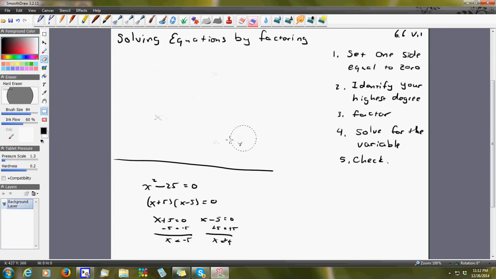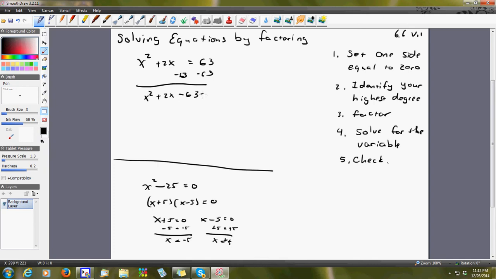You can do two more maybe. Well, I'll do two more. Let's say I had this: x squared plus 2x equals 63. Well, this one looks a little bit awful, but it's not, because all you have to do is realize this. Set one side equal to 0, so I'm going to subtract 63 on over. And so I get x squared plus 2x minus 63 equals 0.